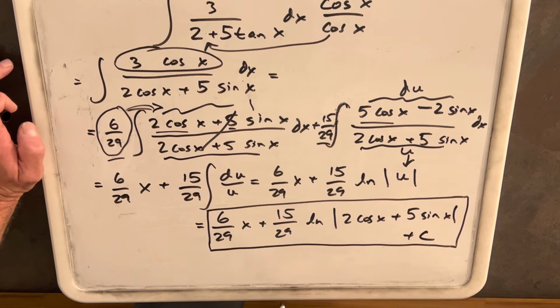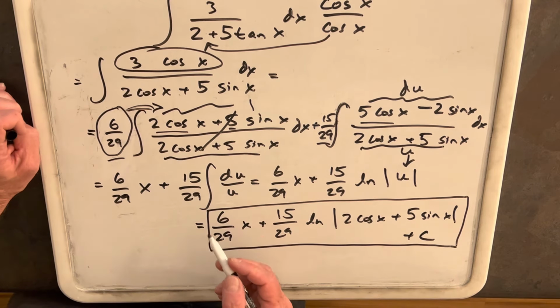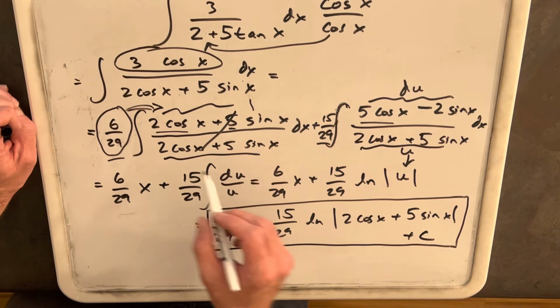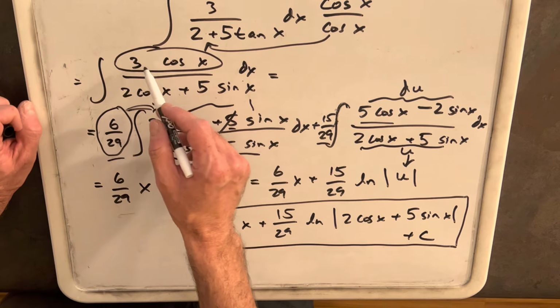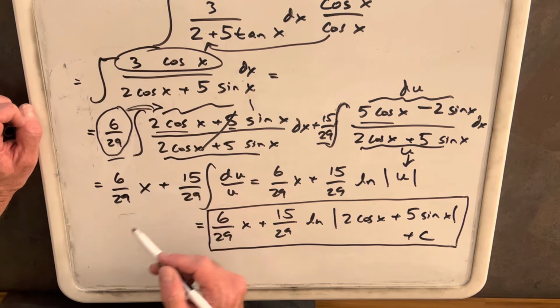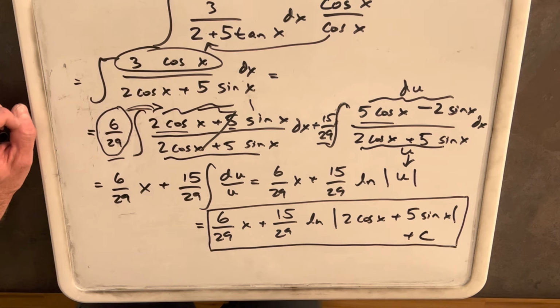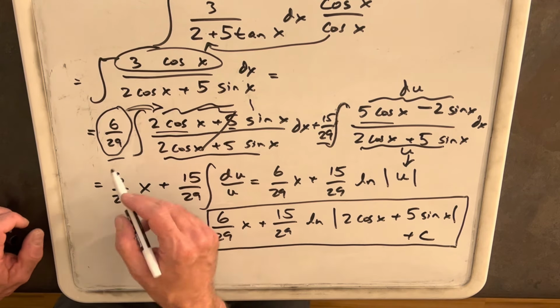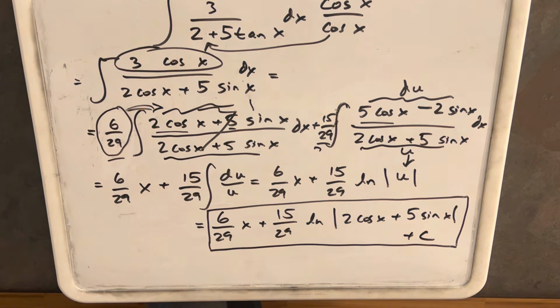So hopefully that demonstrates why we like this method of getting easy integrals, but we don't have a good way to manipulate 3 cosine x into this form. So we use this kind of unknown coefficient method.